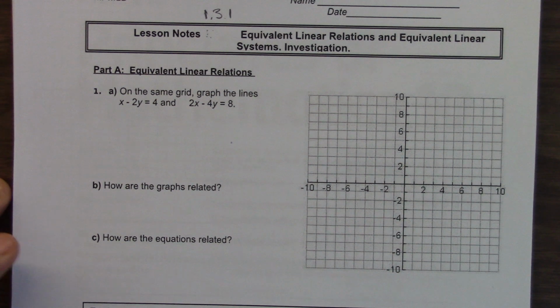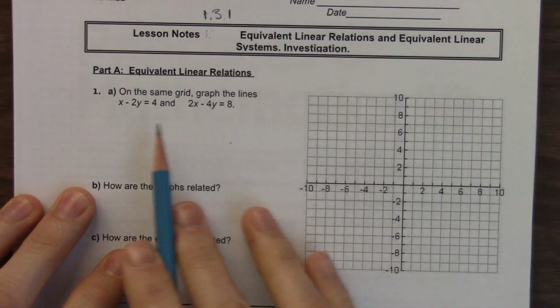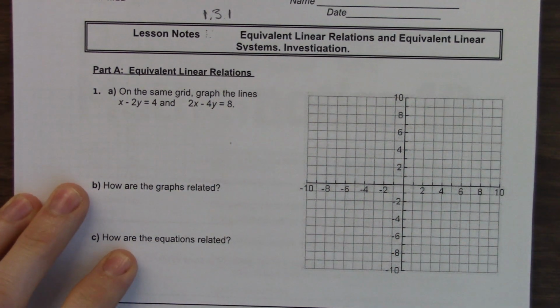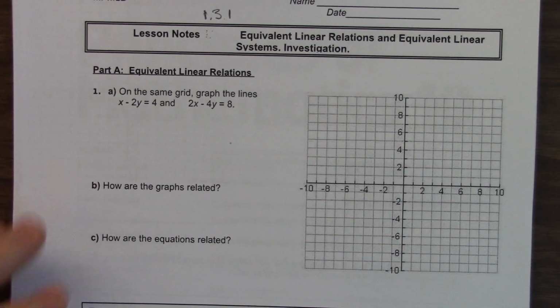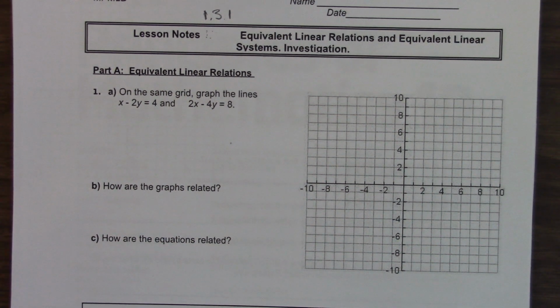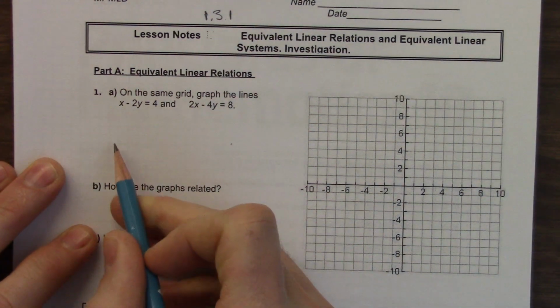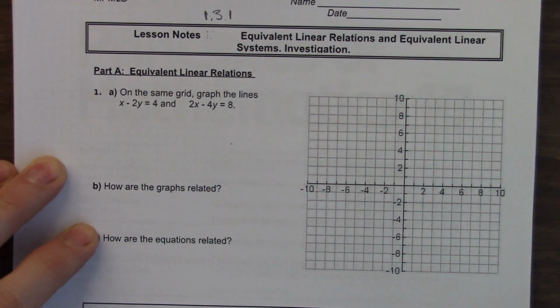Okay? So on the same grid, we're going to graph these two lines: x minus 2y equals 4 and 2x minus 4y equals 8. Can somebody tell me how I'm going to do that? How do I graph two lines? Yeah, Javed? Put it in the line format, like y equals mx plus b. Yeah, I could do it that way. We could do it that way.